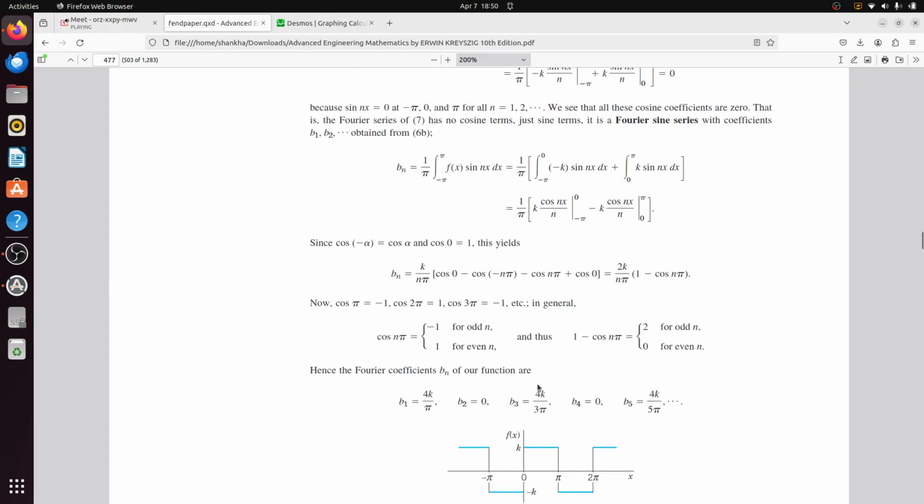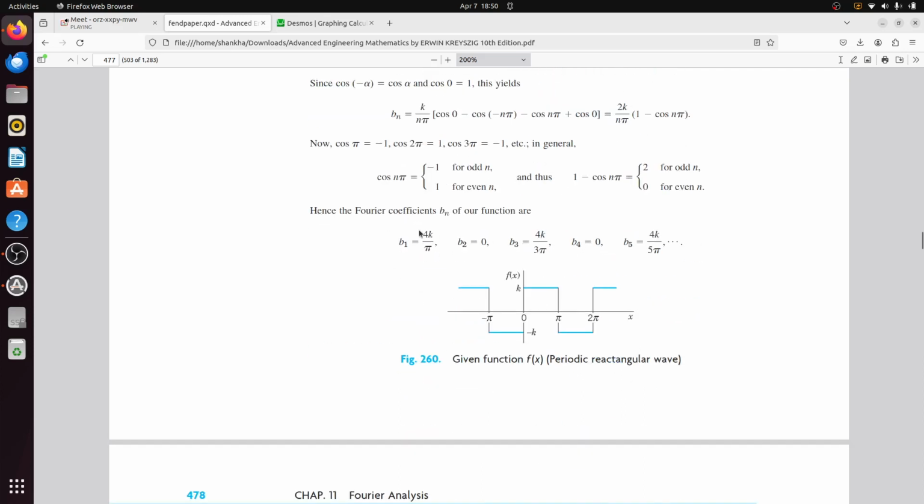Now there is one recurrent relation. What is the recurrent relation? It is 1 minus cos n pi. So cos n pi is minus 1 for odd n, and for even n cos n pi is 1. So 1 minus cos n pi is 2 for odd n and 0 for even n. Simply just putting it here.